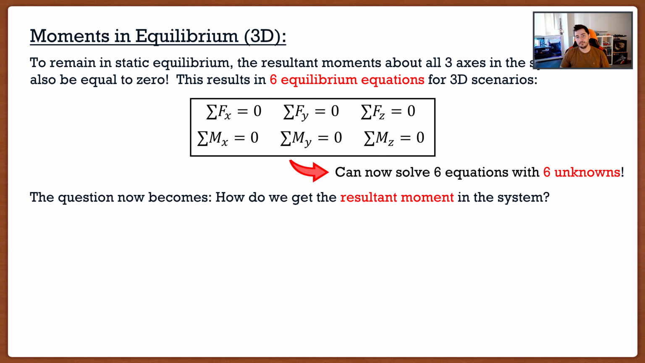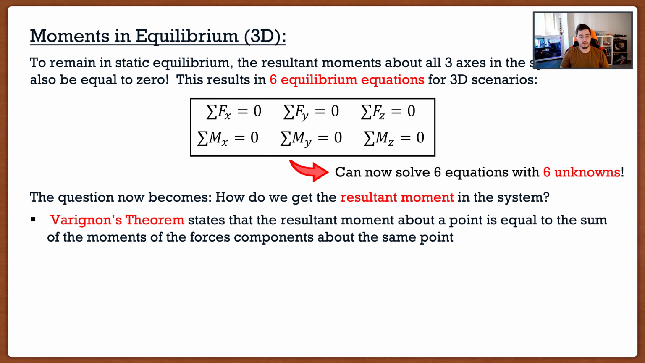Well, it's actually very simple using a very specific theorem called Varignon's theorem. I'm not sure if I say that correctly, but the theorem states that the resultant moment about a point is equal to the sum of the moments of the force components about the same point. And this is where I lost you. You think, Clayton, I don't really know what this means. Well, it's actually very simple.